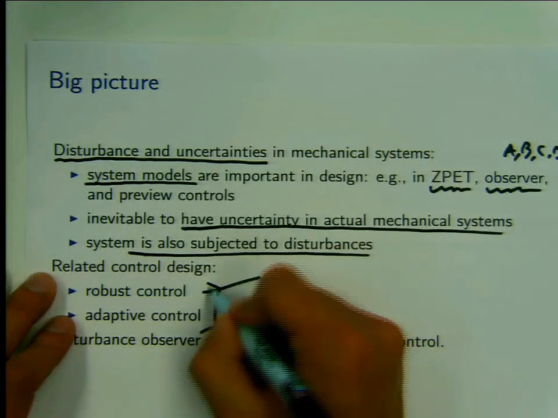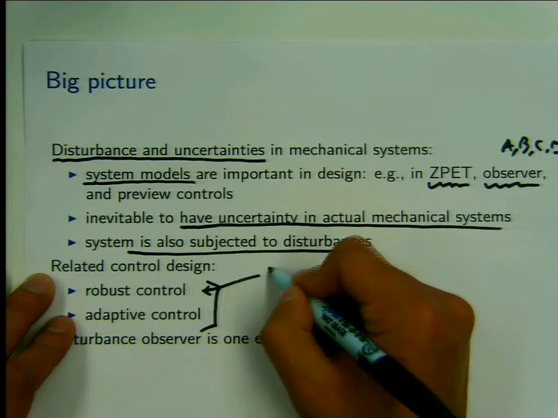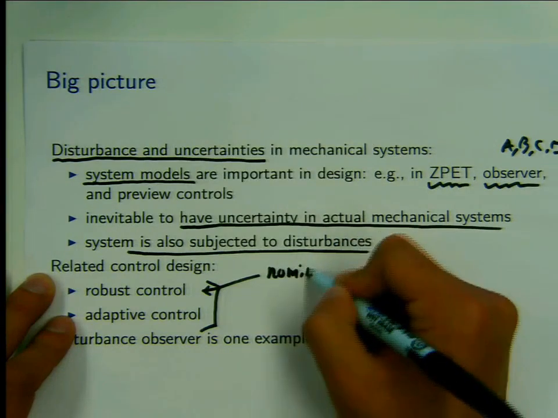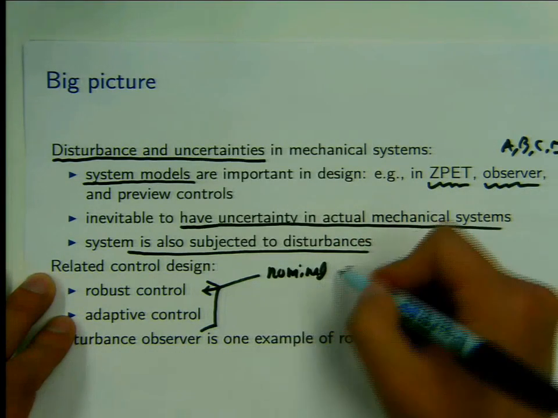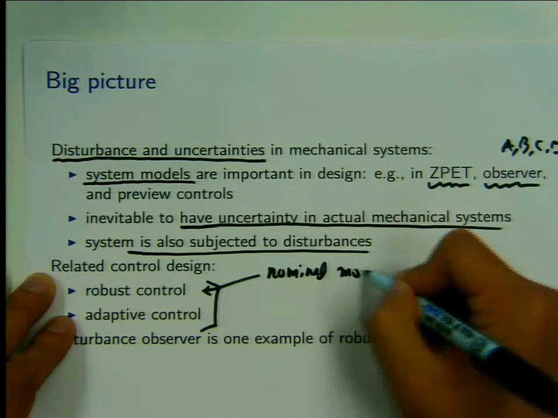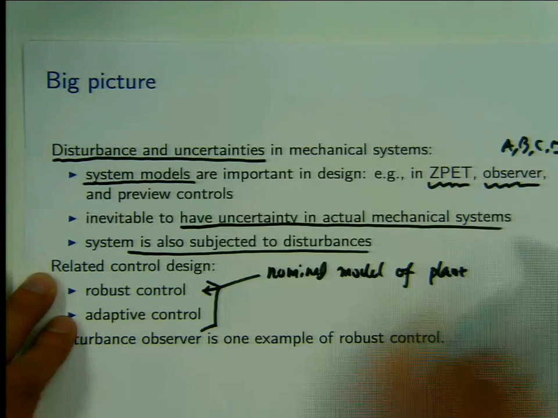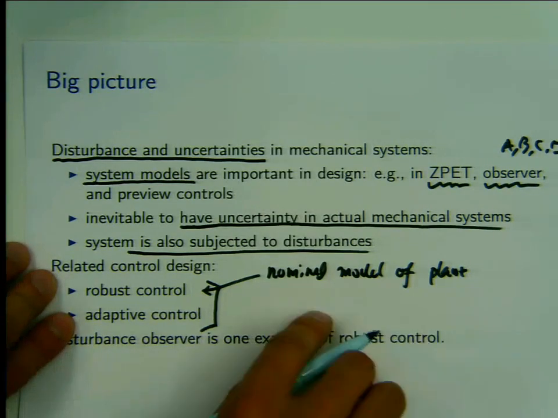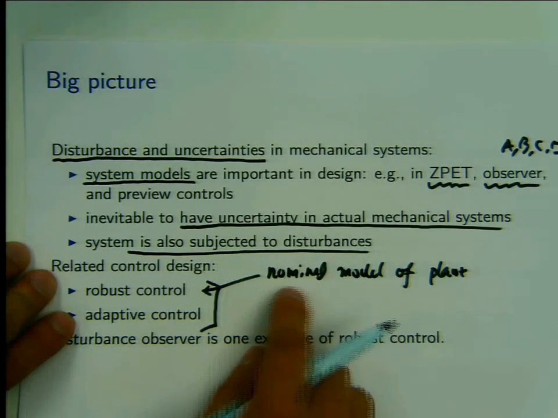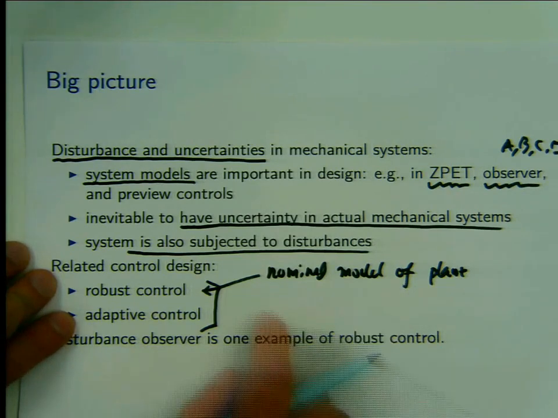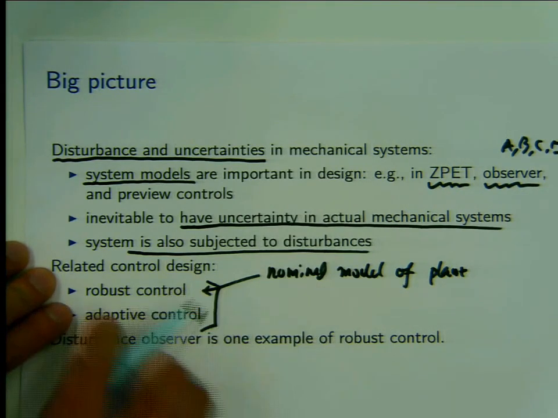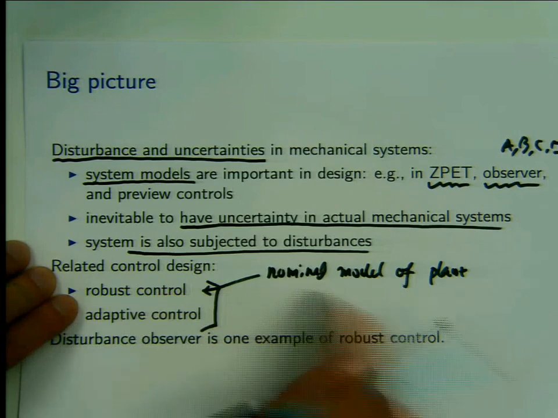Robust control is saying you have some nominal information. You know how the nominal model of the plant looks like. You know this guy. However, the actual plant has some uncertainties and is different from this nominal design. How can you design your control scheme to make the design robust to these uncertainties?